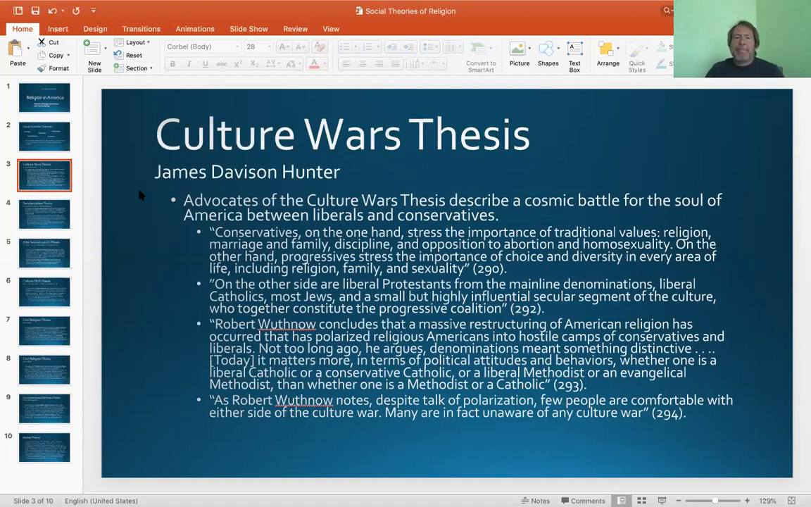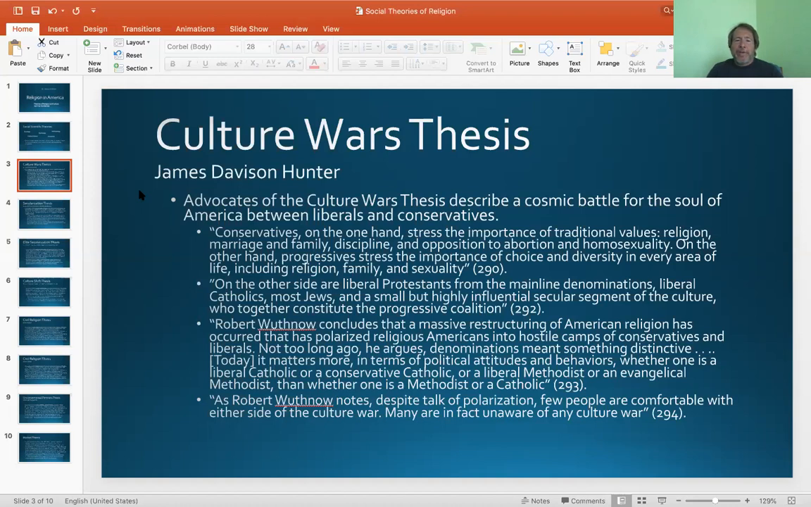So it's not just that people disagree and have different political, social views. The culture wars thesis suggests that increasingly people see this as a cosmic battle for the very soul of America. Conservatives emphasize traditional values, religion, marriage, family, opposition to abortion and homosexuality. On the other hand, you have liberal Protestants, liberal Catholics, most Jews, and an increasing secular segment of the culture, creating what is often considered a progressive coalition, trying to address issues of systemic inequality, climate change, race and discrimination. These are some of the issues that are most important on that side of the culture wars.